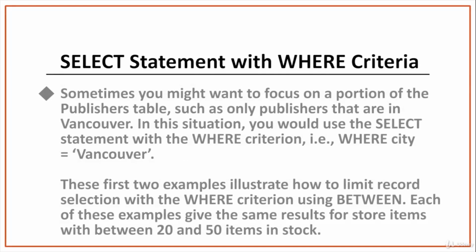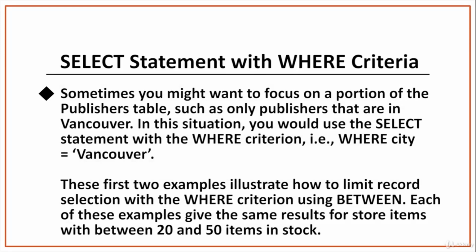Sometimes you might want to focus on a portion of the publishers table, such as only publishers that are in Vancouver. In this situation, you would use the select statement with the where criterion, that is, where city equals Vancouver. These first two examples illustrate how to limit record selection with the where criterion using between. Each of these examples gives the same results for store items with between 20 and 50 items in stock.